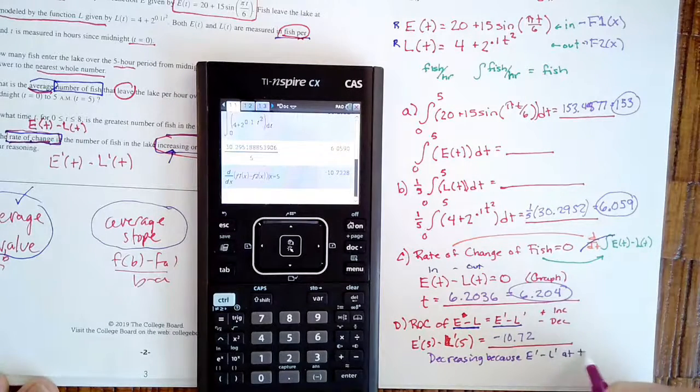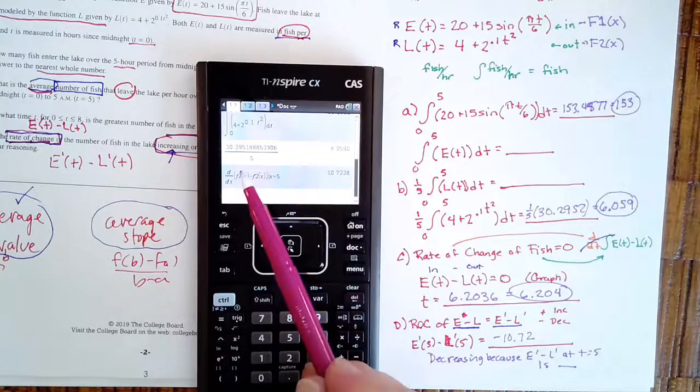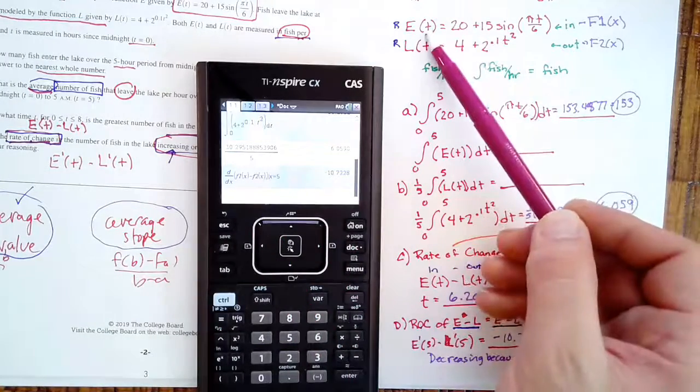That's a great description of why it is. How do I know it's E prime? I have it in the calculator right here. Well, f is E, so the derivative of f is E prime. That's how we get those answers there.